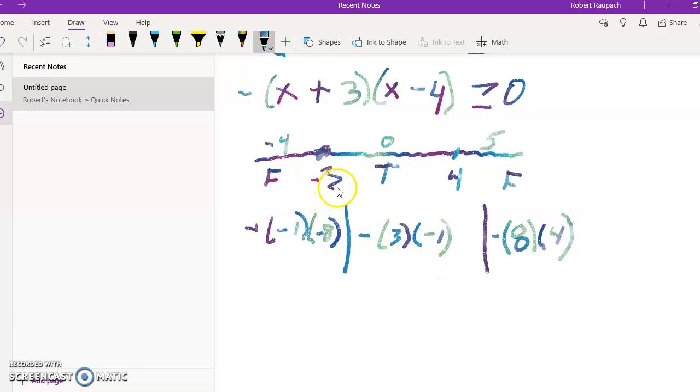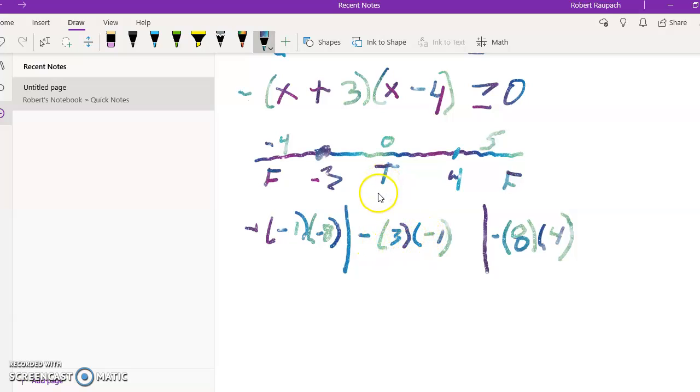Then let's pick a number between negative 3 and 4. Let's pick 0, easiest one. 0 plus 3 is 3. You've got the negative out front. And 0 minus 4 is negative 4, not negative 1, but it doesn't matter. Regardless, it's a negative times positive times a negative, which is true.